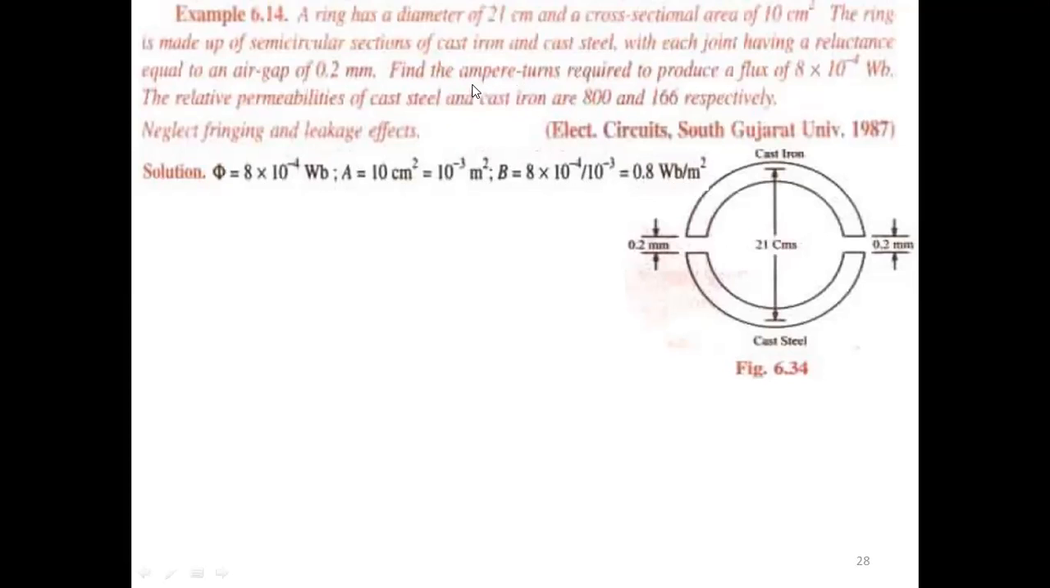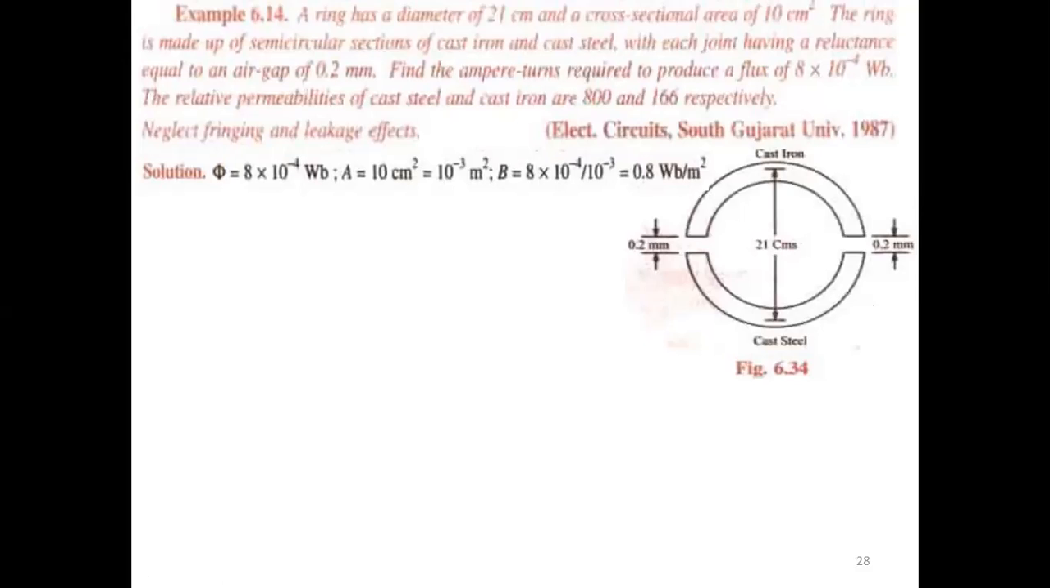Ampere turns is nothing but mmf. We know the formula: mmf equal to Ni equal to HL. To calculate HL, we can calculate L from this figure. This is the length, this is the length. From the diameter we can calculate L. But how to calculate H? Any formulas we can use for H?